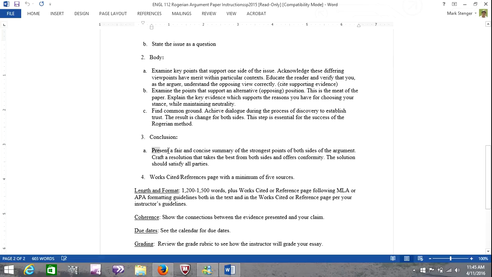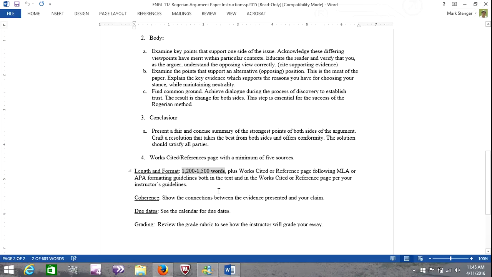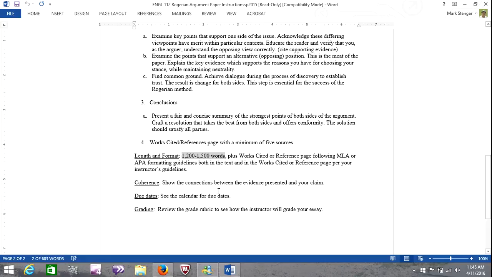In the conclusion, present a concise summary of the strongest points of both sides of the argument and include a minimum of 5 sources on your works cited page. You may not necessarily be able to reuse all the sources you've been using thus far. That's fine. You can probably recycle some of them, but for some of these, you're probably going to need to go out and find a new source or two. It's 1,200 to 1,500 words. Everyone's been pretty good about hitting the word count. And of course, it's in MLA format. We don't write in APA.